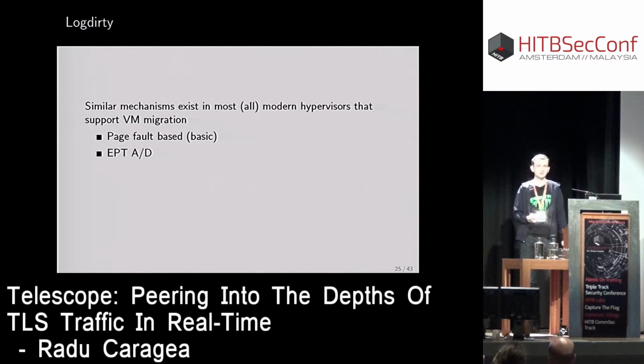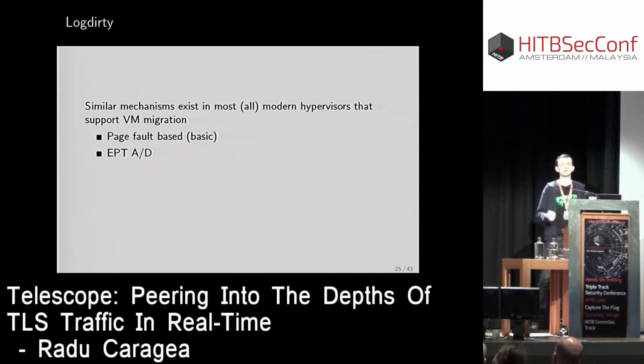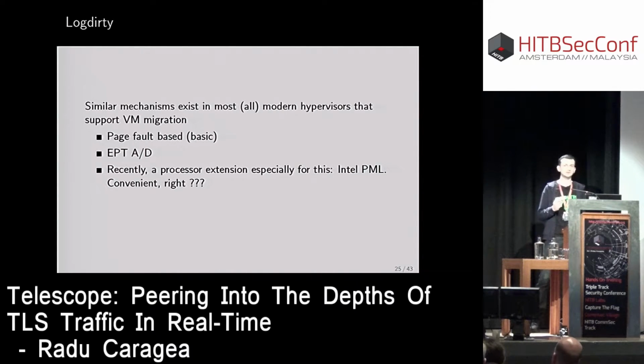All right, but is this only for Xen? Well, no. Most modern hypervisors support this in some way, either through write protecting pages, write protecting whole page tables, or something really curious. Recently, there's even a processor extension from Intel called page modification logging, which does just what we need. It's really convenient for TLS decryption somehow.